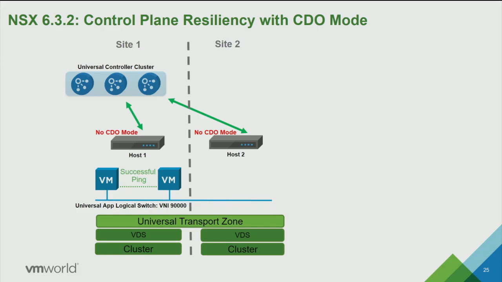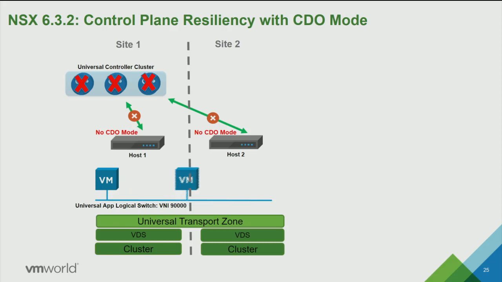Now, even if the second VM moved to host 2, the controller cluster will be notified, that information will be communicated to the host, communication will work fine. Okay? However, what happens if you do have that rare instance where you do lose the entire controller cluster? Now, the data plane's already programmed. It will continue to forward, so no issues there.